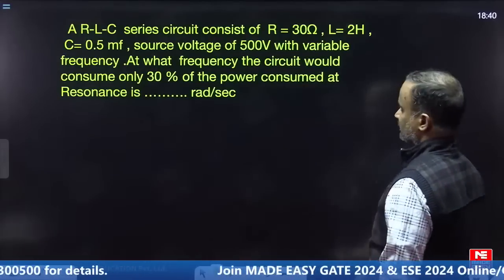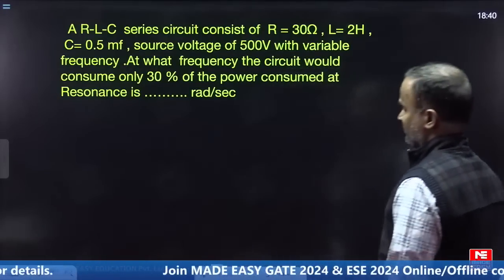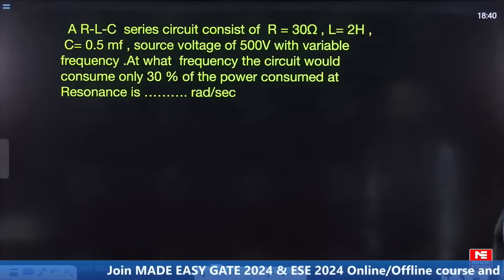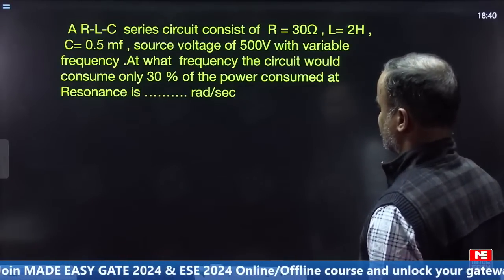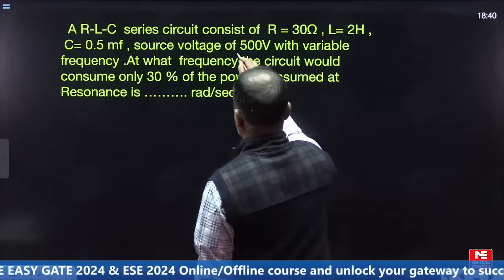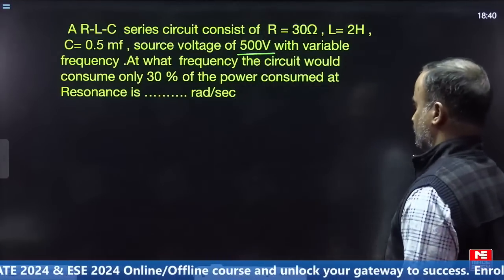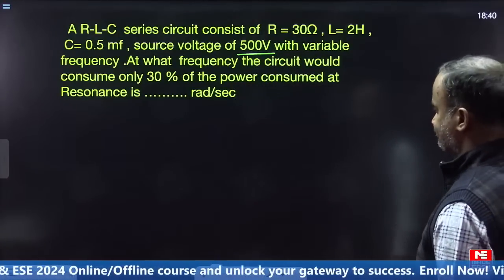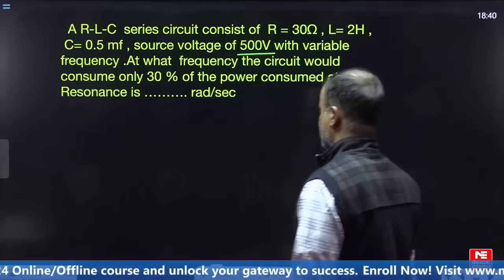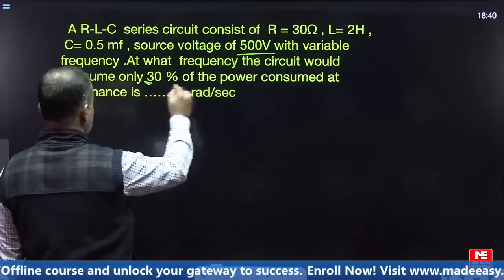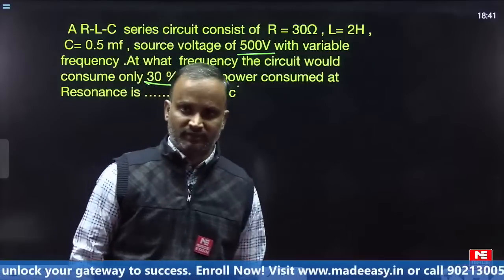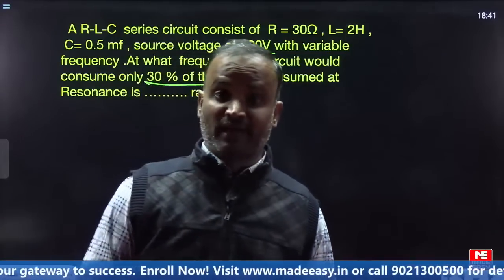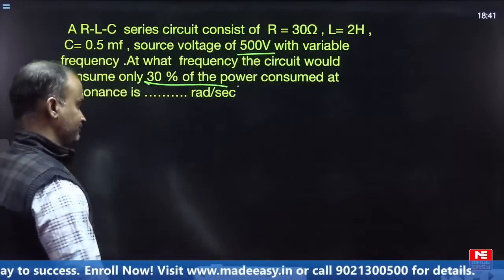Now for this example, the given network is an RLC series circuit. You know the R value, L value, and C value, but the source voltage is given as 500. Now you have one statement: variable frequency. What is the requirement? At what frequency would the circuit consume 30% of the power consumed at resonance? First, let us see the actual power consumption at resonance condition.